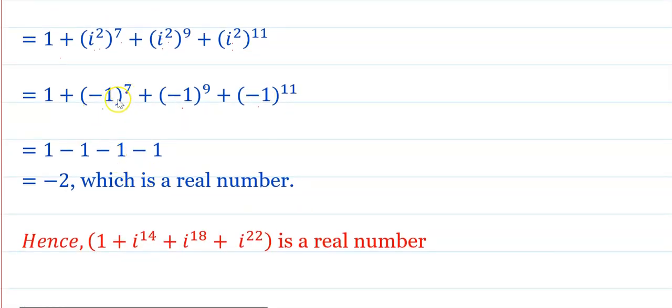Minus 1 raised to 7 means what? Minus 1 raised to an odd number, hence it is a minus. Minus 1 raised to 9, hence it is a minus. Minus 1 raised to 11, hence it is a minus. What you will get: this plus 1, minus 1 get cancelled, minus 1 minus 1 is minus 2, which is a real number, and hence 1 plus i raised to 14 plus i raised to 18 plus i raised to 22 is a real number.